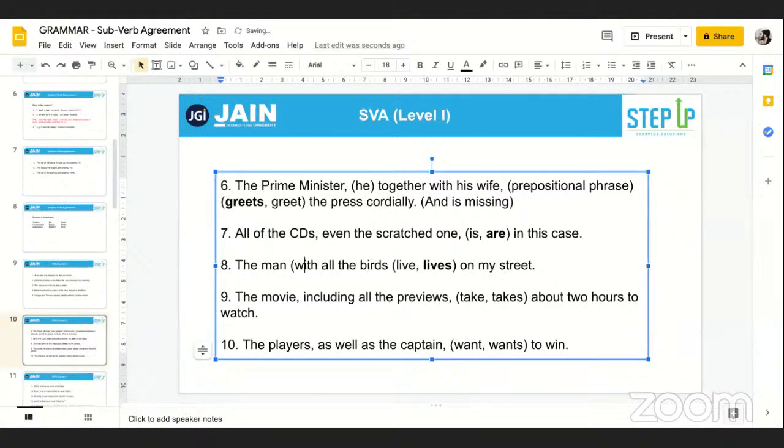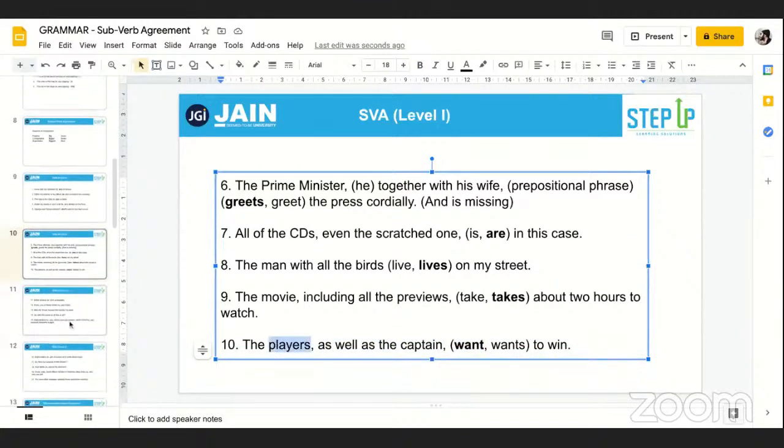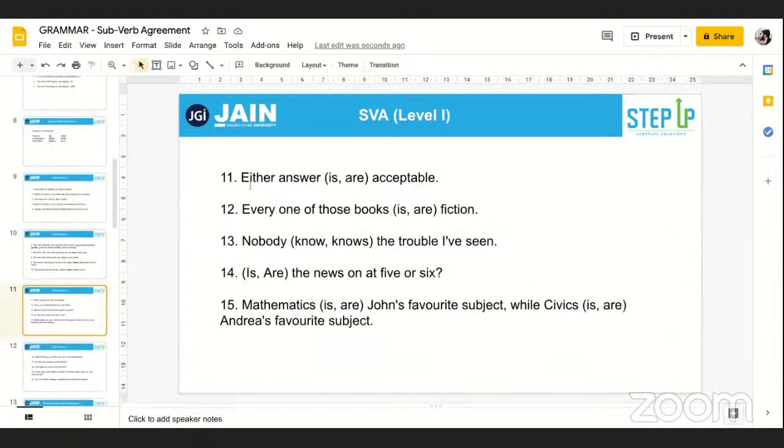Okay. Question 9. Similar. Subject is movie. The movie takes. That's it. Simple. Okay. 10. The players want. Want, sir. So we will ignore this. Not required. It's already plural. Okay. Moving on. Question 11.